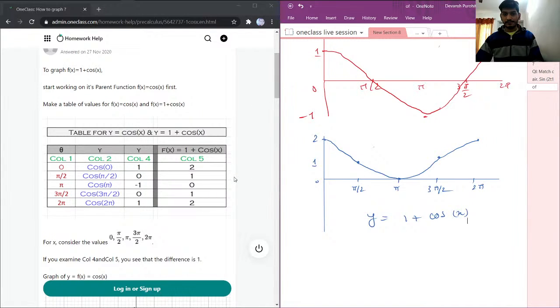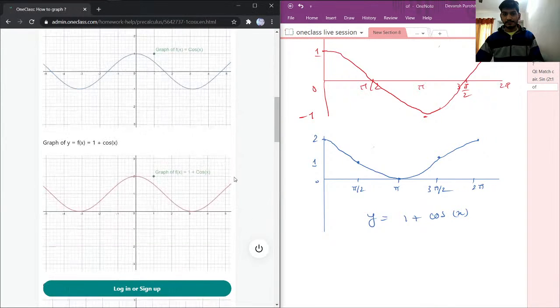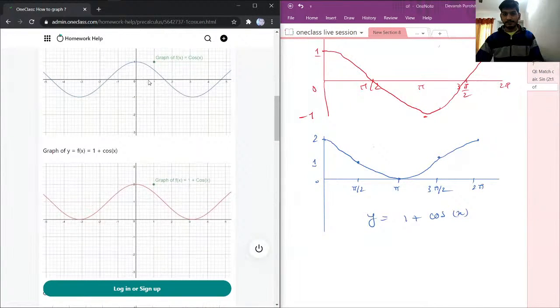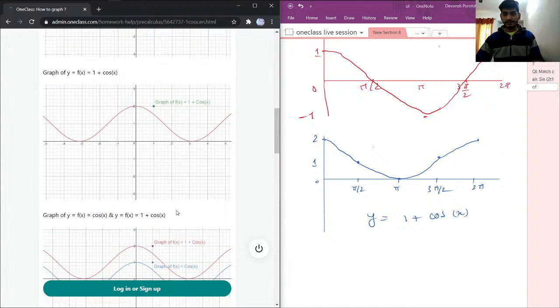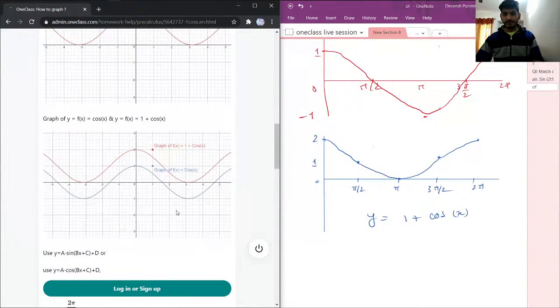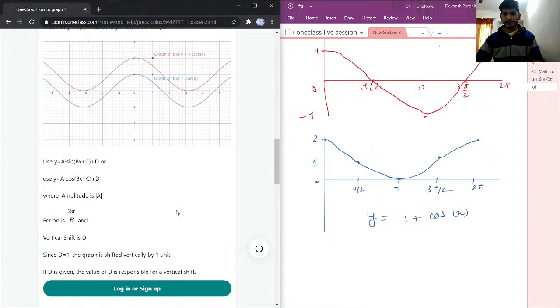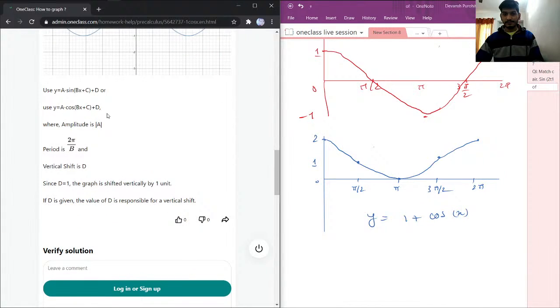So let's see the solution given by Junior Tutor. This is the graph for y equal to cosine x, and we can see 1 plus cosine x will be 1 unit upwards. Then they have drawn both the functions in the same coordinate system, on the same axis. And here we have the basic explanation.